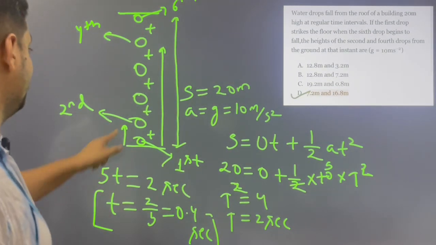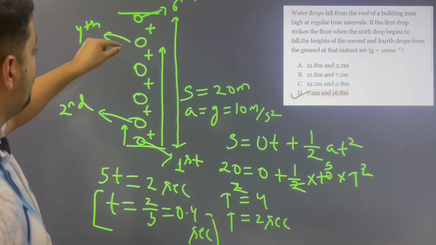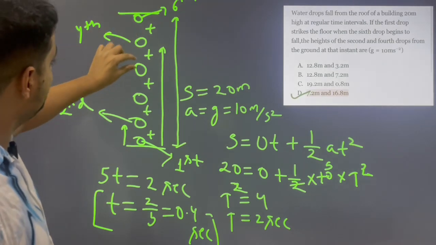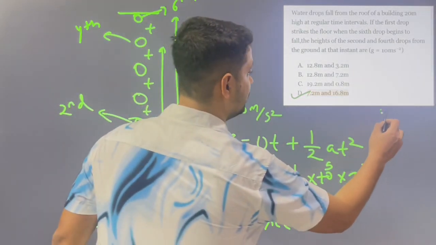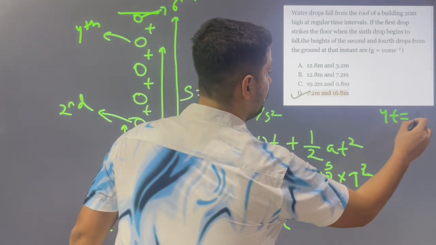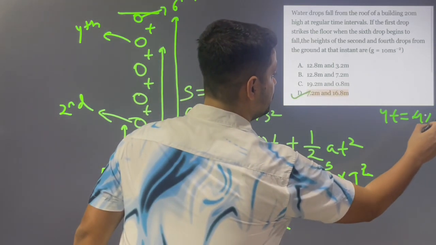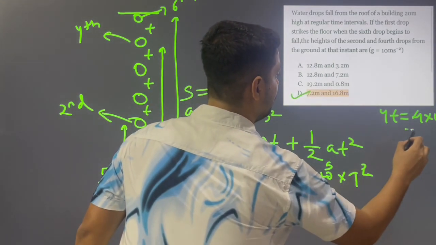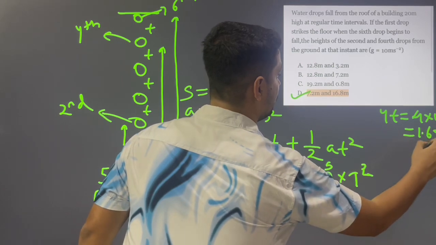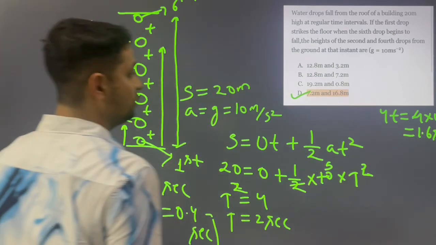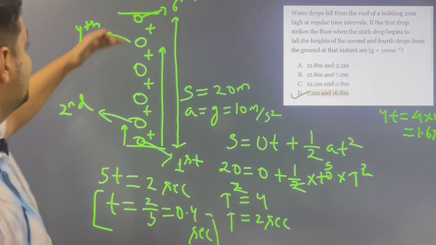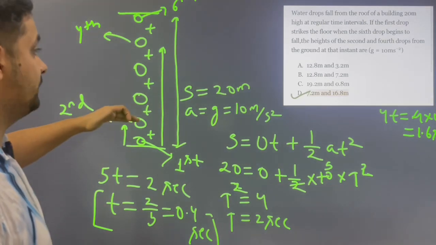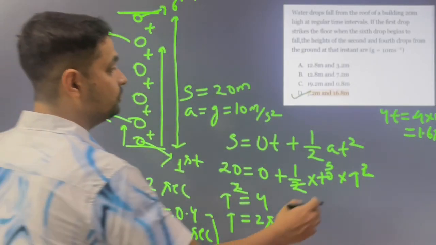So which is the second one? This one. So from here how much time is it taking? T, T, T, T, 4T. So what is 4T? 4 into 0.4, it is 1.6 second. Correct? So for 1.6 second, you will find how much distance it has covered from here to here. So S equals to what?